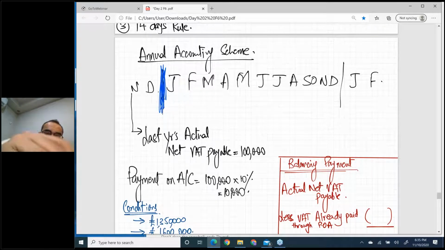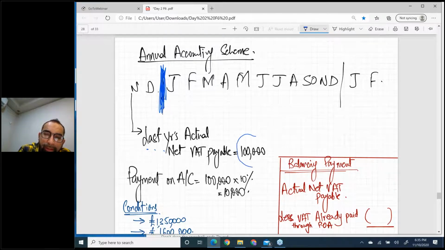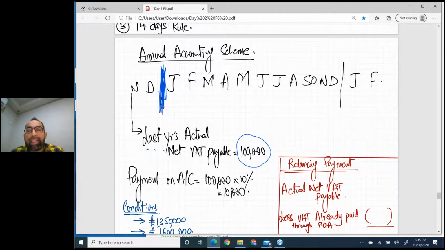This is the scheme joining date, and in the question you will have last year's actual net VAT payable ready-made, say 1 lakh. So how will you calculate your POA? Payment on account is simply last year's net VAT payable multiplied by 10%. Just learn this 10%. 100,000 times 10% is 10,000. First of all, you have calculated POA.